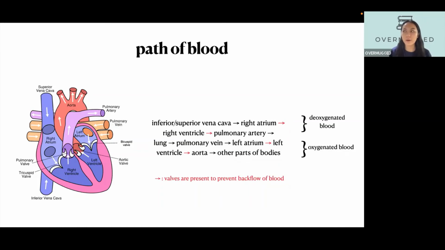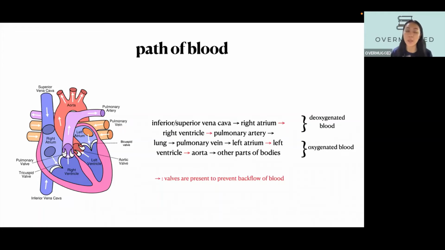If you can remember the sequence and how it works, it's a single direction from the right side of the heart, back to the left side, to the rest of the body, right? And then of course all the valves that are present, in red color, there is a valve present. So that is the path of blood, knowing at which point it is deoxygenated and at which point it is oxygenated. So all these are the more basic stuff.